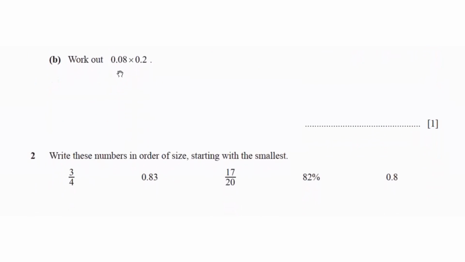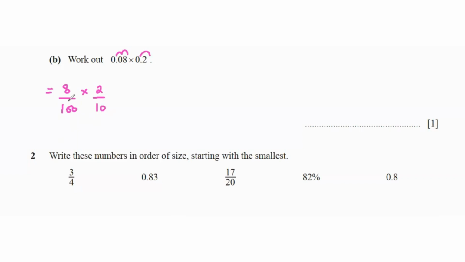Part B says work out 0.08 times 0.2. So I'm going to begin with converting the decimals into fractions. To convert it into a fraction, I'm going to move the decimal 2 places to the right in 0.08, which is going to give me 8 over 100. And for 0.2, we move the decimal 1 place to the right. That's going to give us 2 over 10.